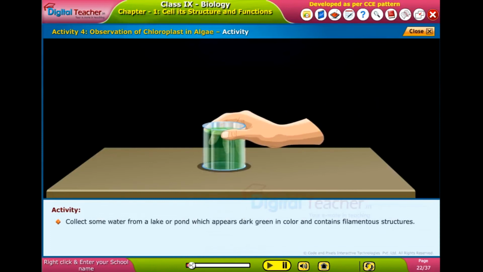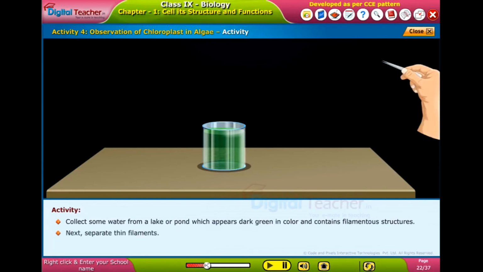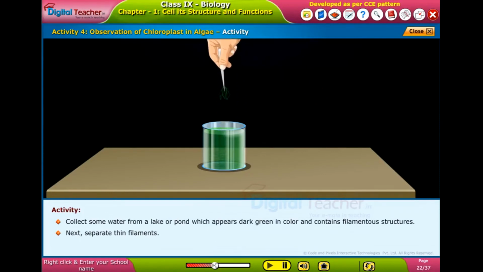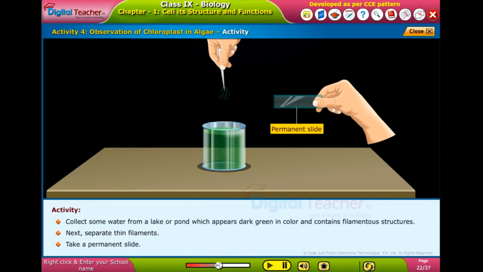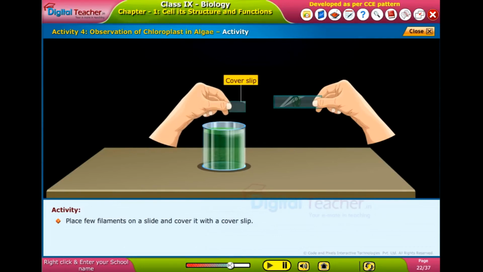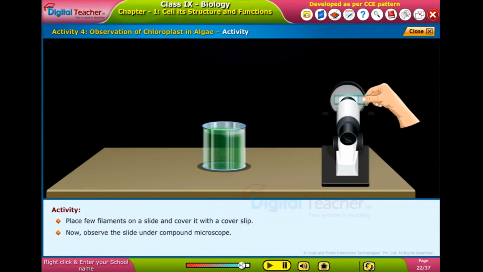Collect some water from a lake or pond which appears dark green in color and contains filamentous structures. Next, separate thin filaments. Take a permanent slide. Place few filaments on a slide and cover it with a cover slip. Now, observe the slide under compound microscope.